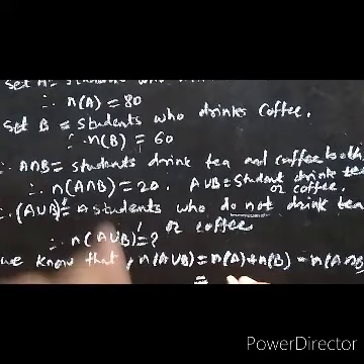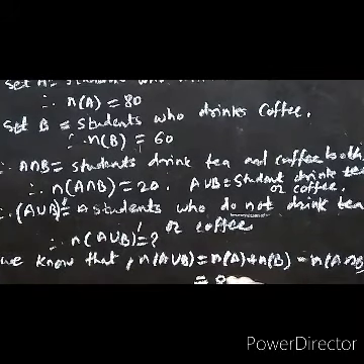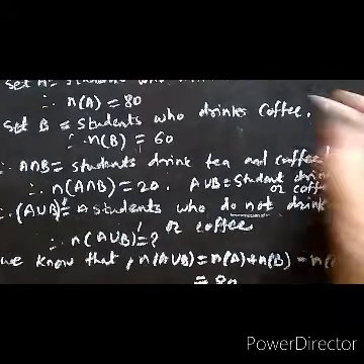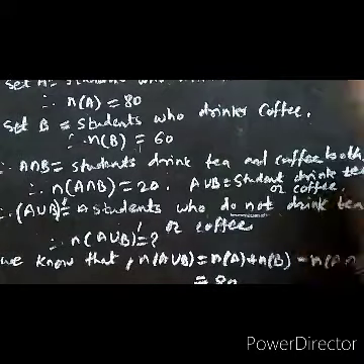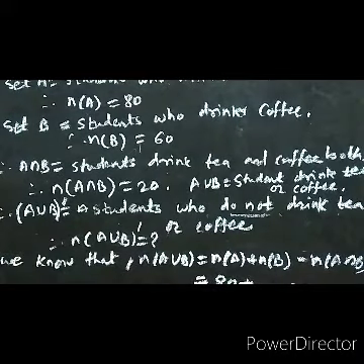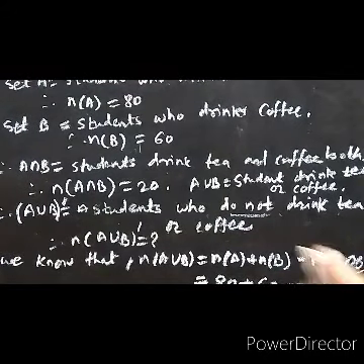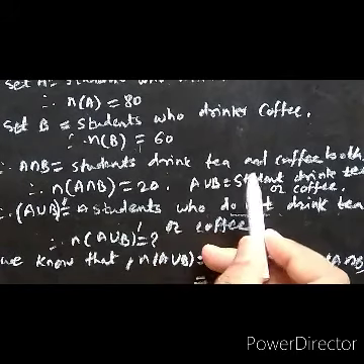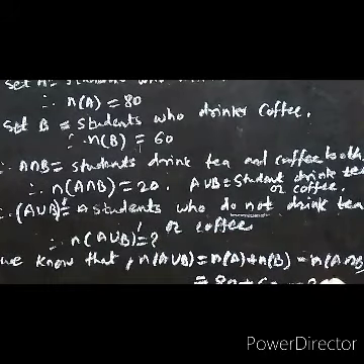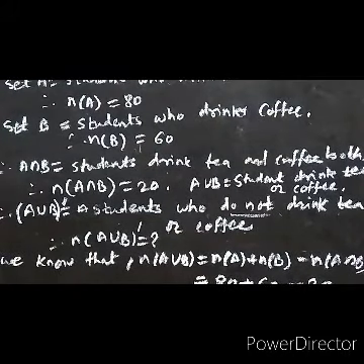n of A, that is 80 students who drink tea. Now n of B who drink coffee, that is 60 students. And n of A intersection B, who drink tea and coffee both, that is 20 students. So 80 plus 60, 140, minus 20, that is 120. Here we got n of A union B.